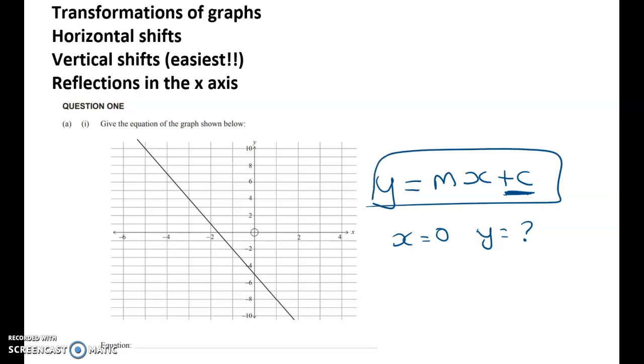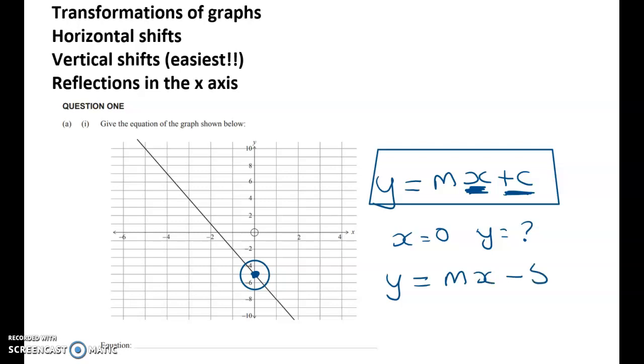Right, and we can see that in here because we can substitute 0 in for that x value. So in this graph, it's really clear that the y-intercept is here at -5. That tells me that the graph will have the equation mx take away 5.